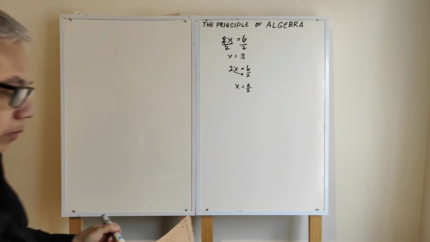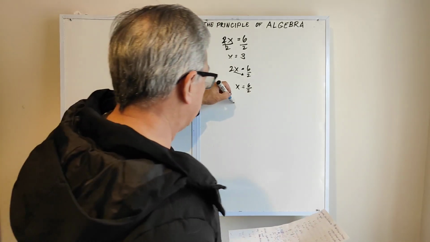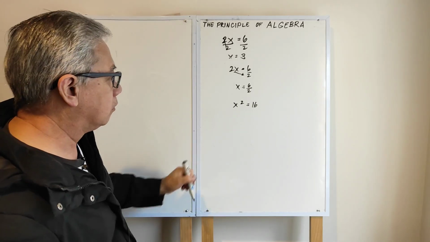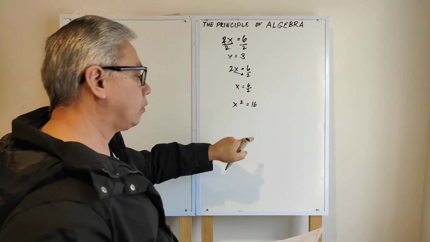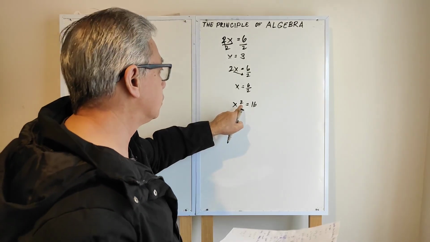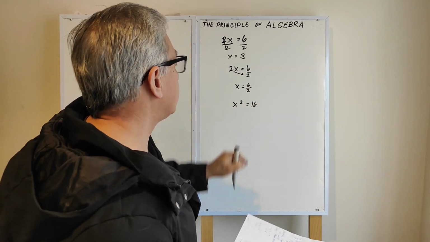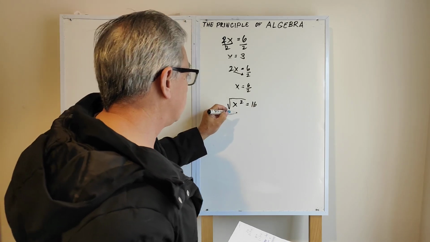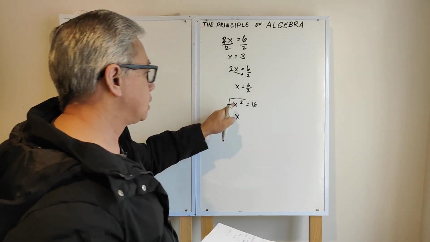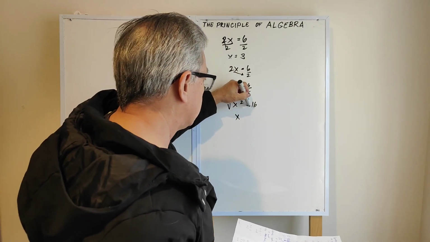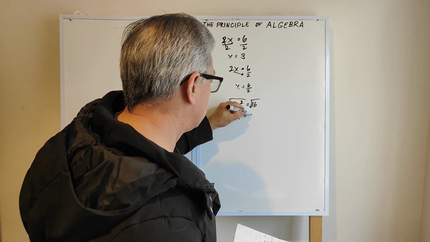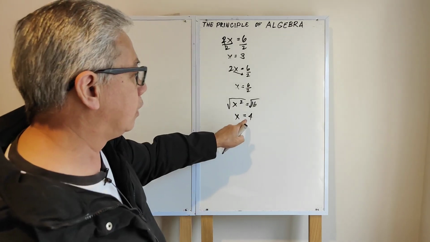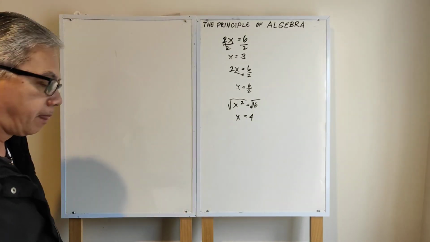Now for another example is x squared is equal to 16. Now if you only want x, this is x squared, so to remove the square, you have to get the square root. If you get the square root of x squared, it will become x. But since you did the square root on the left, you have to do the square root on the right. So this will become 4. So if you substitute 4 in there, 4 squared is 16.